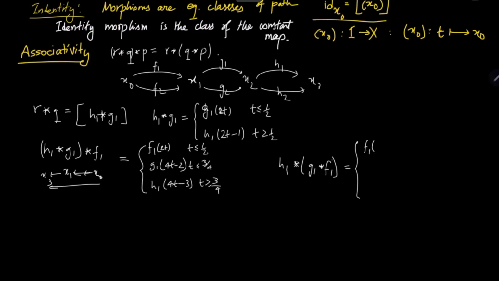Okay, this is f1 of 4t, t is less than or equal to a quarter. g1 of 4t minus 2, I think. Yeah, it is 4t minus 2, t is less than or equal to a half. And just h1 of 2t minus 1, t is greater than or equal to a half.